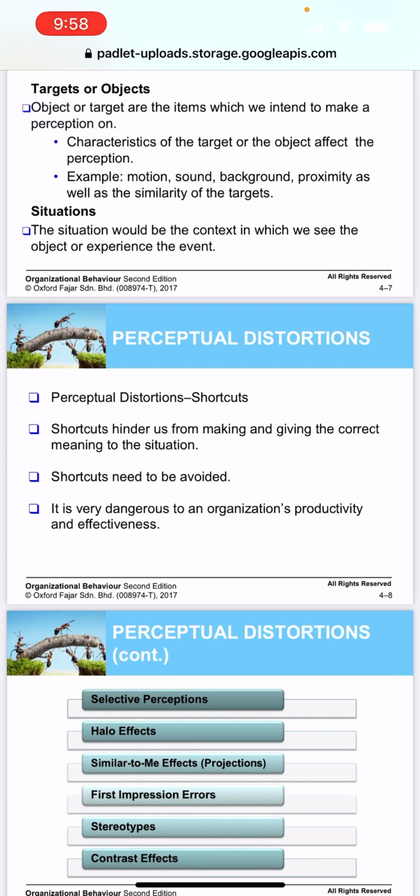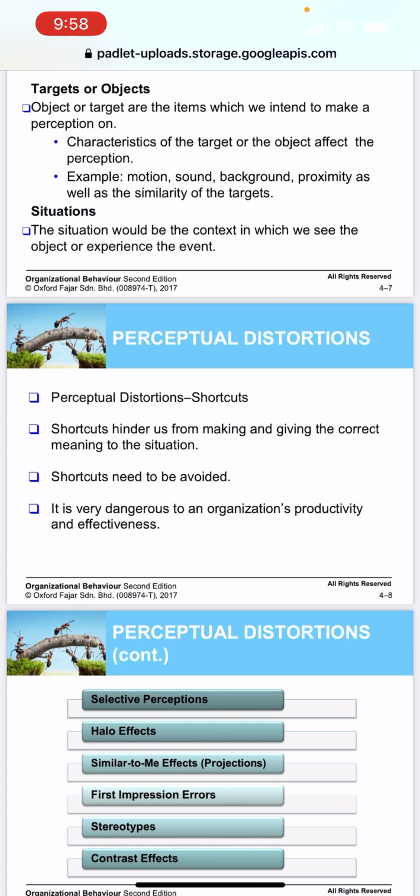Perceptual distortion is a process where people use shortcuts to give meanings to targets or objects. The common shortcuts are selective perception, halo effect, projection, stereotypes and contrast effect. So these are perceptual distortion. While giving meaning to the situation, people tend to create certain perceptual distortion, or distorting perception. The shortcuts are as mentioned before.